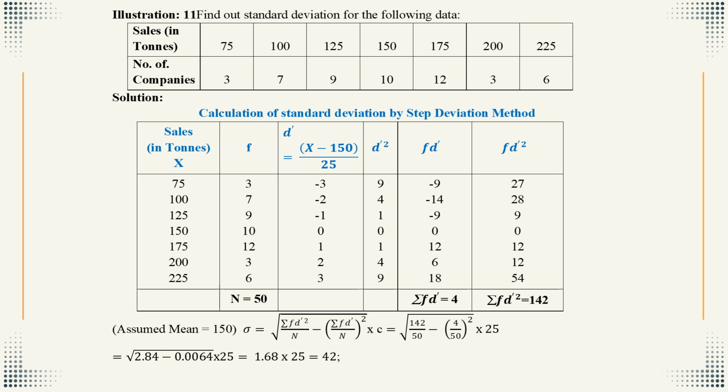That should be taken. Then in the assumed mean, 150 is assumed as the arithmetic mean. Then small sigma, that is standard deviation, is the square root of sigma fd dash square by n minus sigma fd dash by n, the whole square. The formula is the same, only f is included for the frequency distribution. Otherwise f will not be there. By applying that, you will get the value of 42.